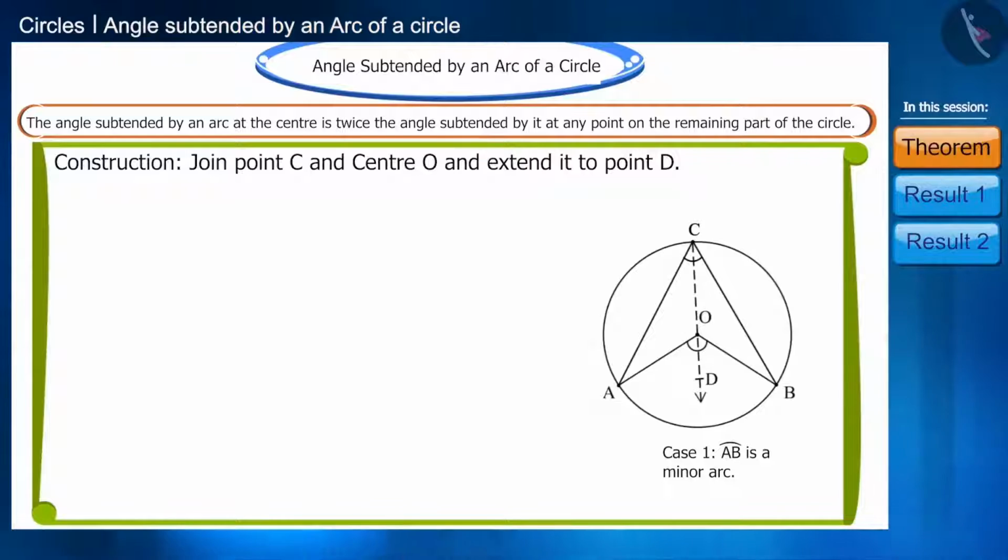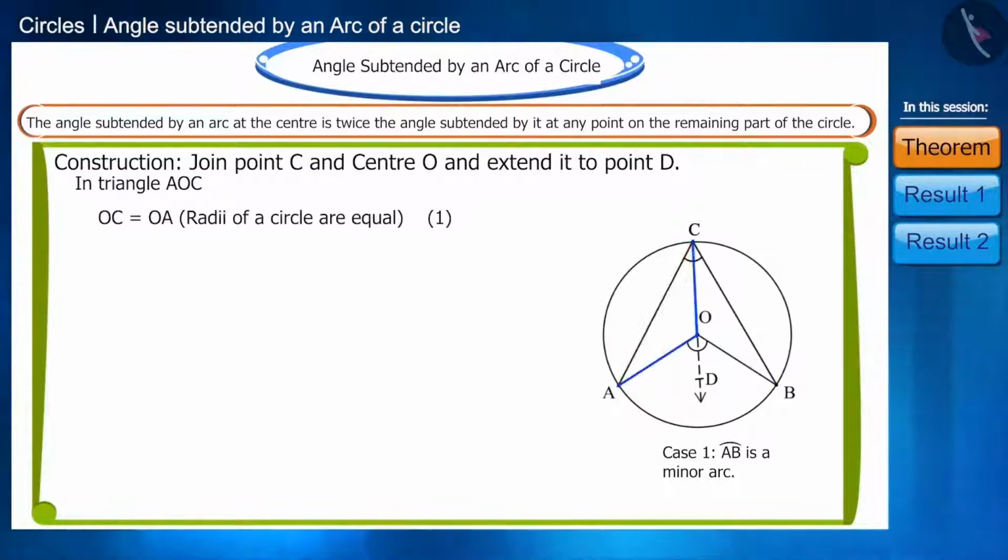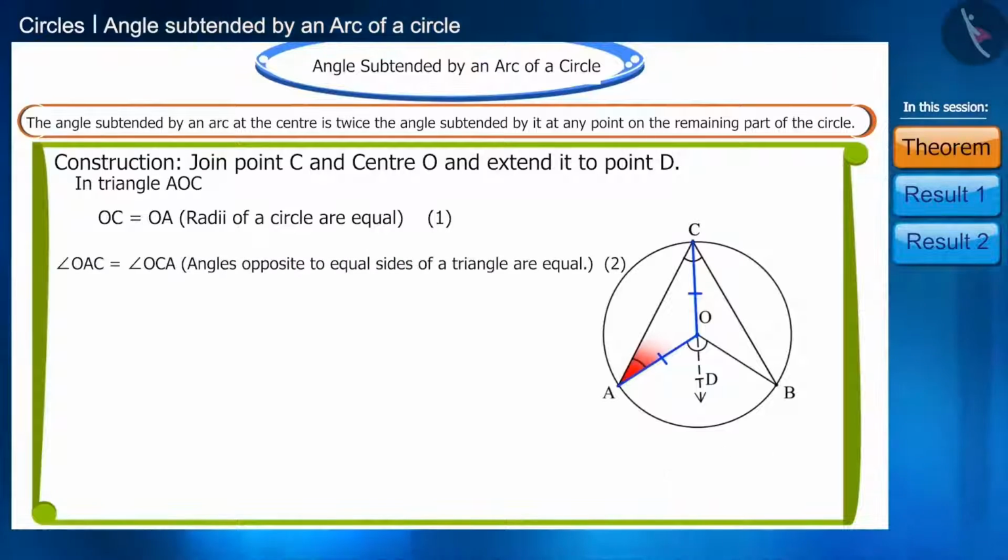Friends, observe that in the first case we got 2 triangles, triangle AOC and triangle BOC. In triangle AOC, OC and OA are equal as they are the radii of the circle. The angles OAC and OCA will be equal because angles opposite to equal sides of a triangle are equal.